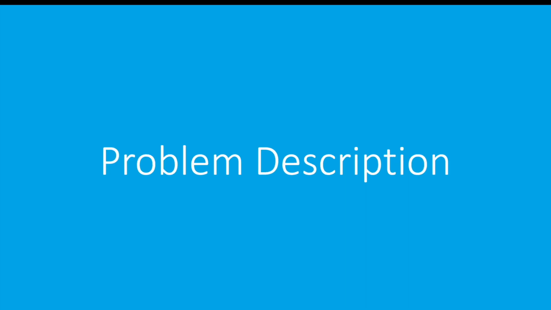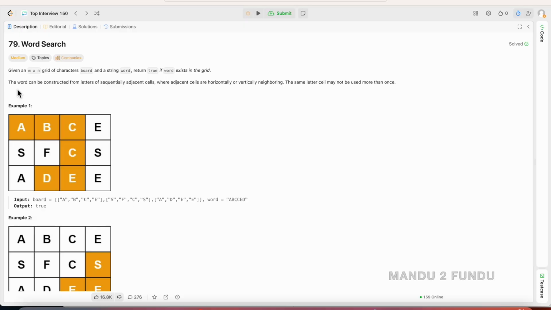In this video, I'm going to discuss the solution for the word search problem. Let's look at the problem description. We are given an n by n grid of characters board and an input string word, and we have to return true if that word is present in the grid. The word can be constructed from letters of sequentially adjacent cells, where adjacent cells are horizontally or vertically neighboring. The same cell cannot be used more than once while we are checking the board.